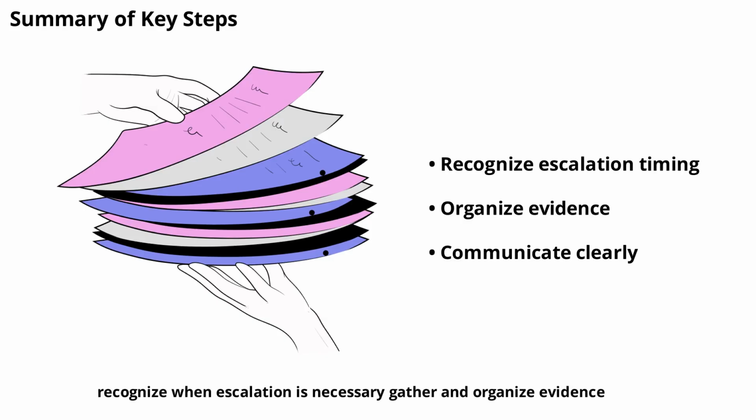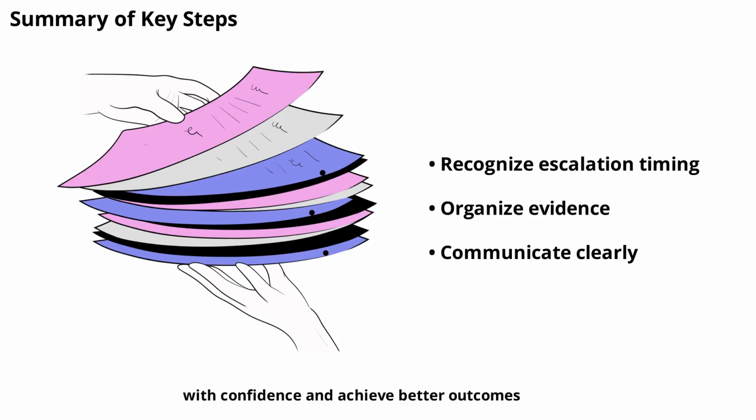Let's recap the key steps to escalate a case without getting denied. Recognize when escalation is necessary, gather and organize evidence, clarify the issue, follow the correct process, communicate professionally, and follow up consistently. By following these best practices, you can navigate the escalation process with confidence and achieve better outcomes.